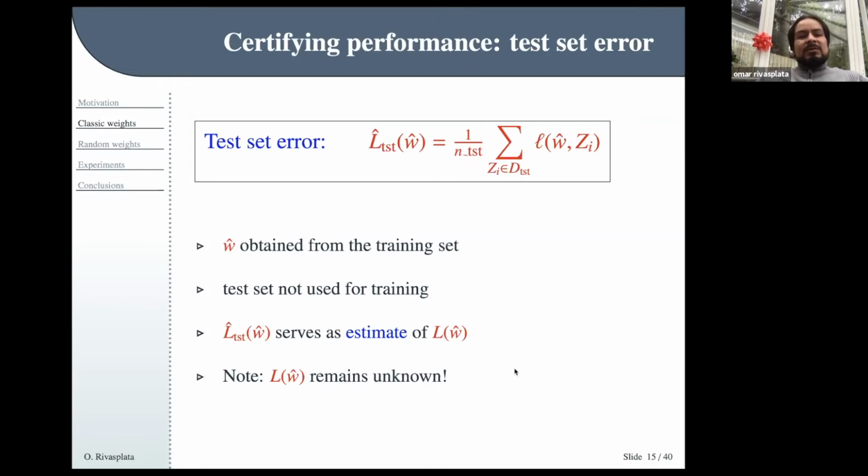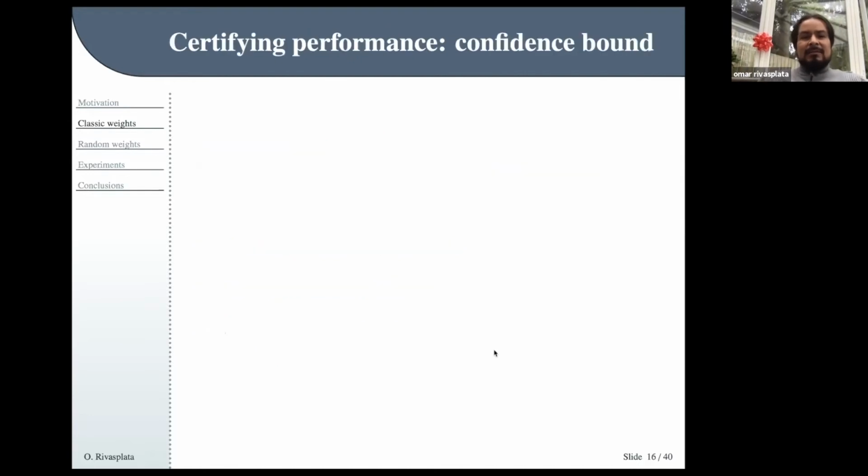If you think about the possibility of having access to indefinitely many different test set errors, then first of all, this estimate is going to vary from one test set to another. It's going to be a random quantity that depends on the fixed test set. Each of those is still tied to having access to a finite list of examples. So what I'm trying to emphasize here is that the true loss is something that remains unknown. The only hope that we have is to enclose it in an interval, to bound it somehow. And that's the idea behind certifying performance via confidence bounds.